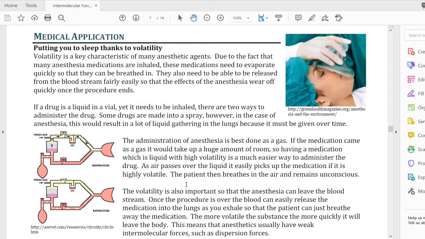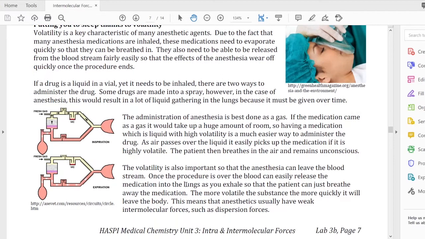If we have something that has a high volatility that'll go from liquid to gas very quickly, it's going to get into our system really quickly. So that's kind of the background of anesthesia, right? And it also says the volatility is important so the anesthesia can leave the bloodstream. Once the procedure is over, the blood can easily release the medication into the lungs as you exhale, so the patient can just breathe away the medication. The more volatile the substance, the more quickly it will leave the body.